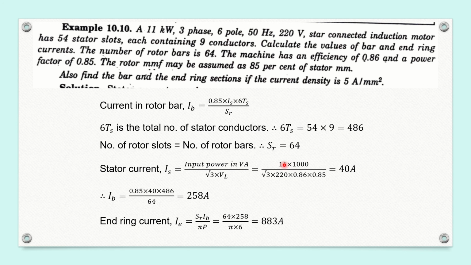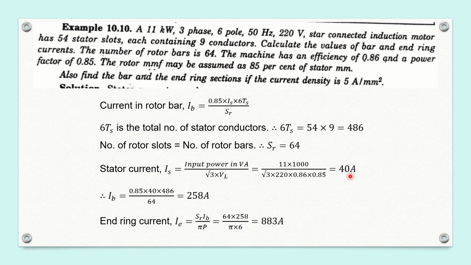So this output power has to be converted to input power, and output power in watt has to be converted to volt ampere. For that, we can divide the output power in watt by efficiency and power factor. Output power 11,000 watt divided by the efficiency, 0.86, gives the input power in watt. Divided by the power factor, it gives the input power in volt ampere. That value divided by root 3 into VL will be the value of the stator current or the input current. Here we are considering root 3 into VL into IL.